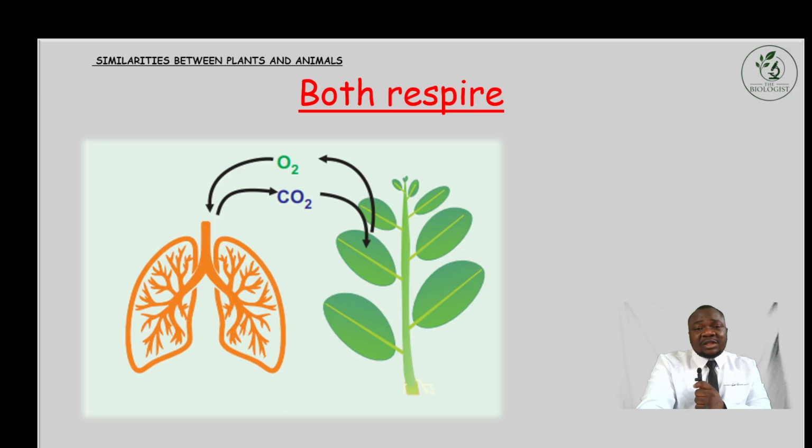But mind you, at night the reverse is the case. Once photosynthesis is over, plants take in oxygen and give out carbon dioxide. So the reverse is the case for both of them. But the clear picture you need to know for this section is that both of them respire. For respiration to take place, exchange of gases needs to occur. You can see the exchange of gases in this picture.